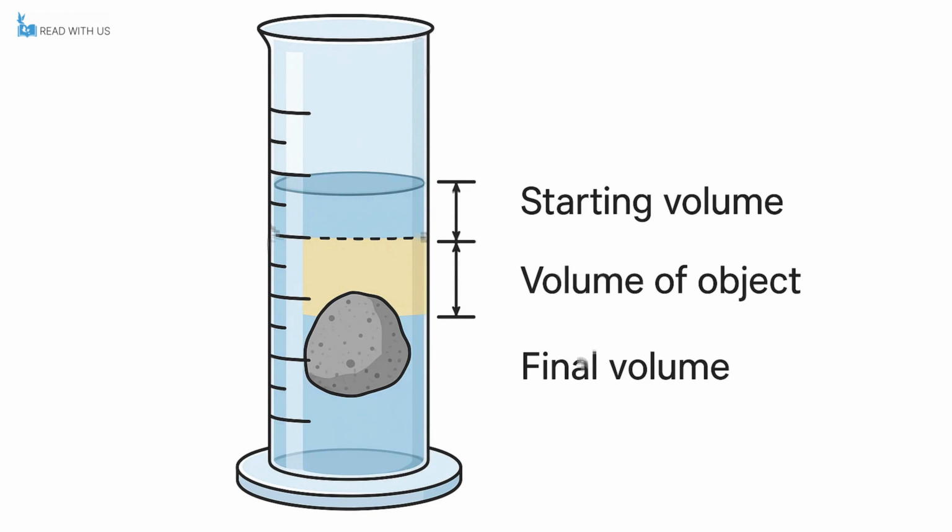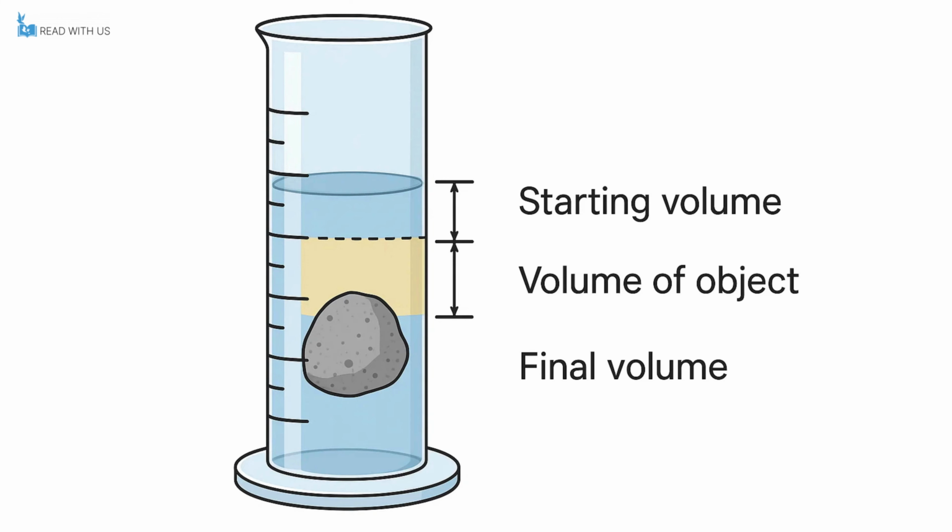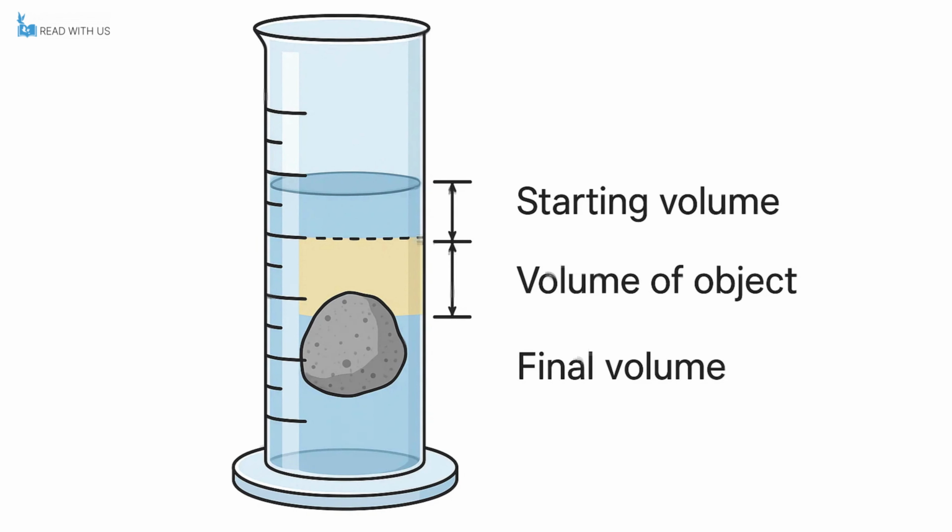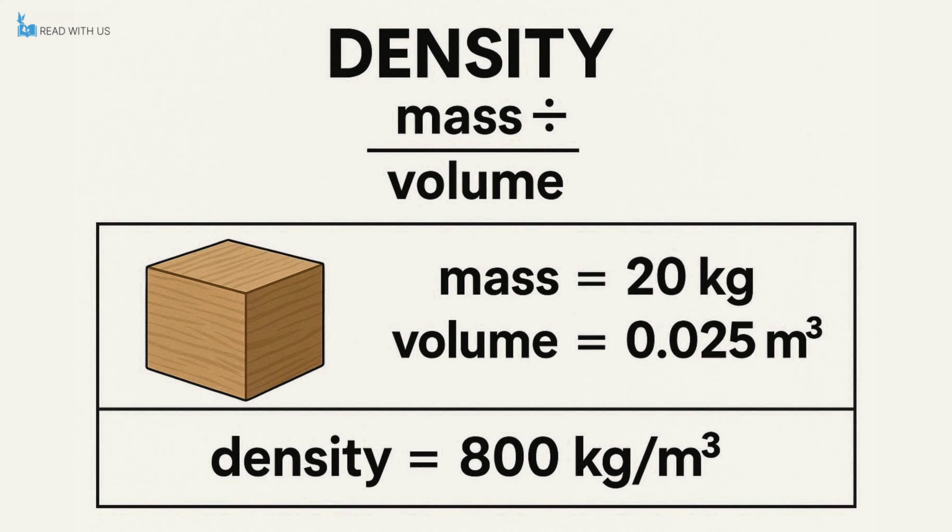For irregular objects, we fill a measuring cylinder with water and record the starting volume. Then we gently lower the object into water and record the new volume. The difference between the two readings tells us the volume of the object because the object pushes water out of the way. After we have the volume, we divide the mass by the volume to find the density. We write all of our results in a table and compare them.